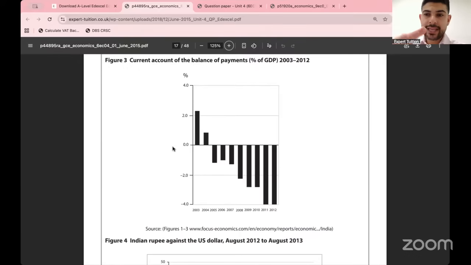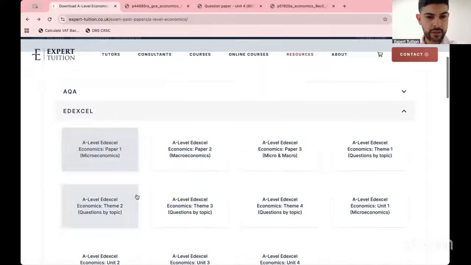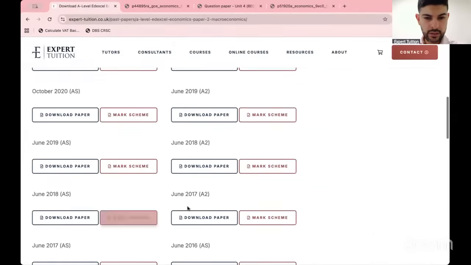Now, if the question just said the impact on the balance of payments, you're done. You cannot do any more analysis. That's all that you need to do. Now, if you're lucky enough that it says impact on the economy, like here, there's more to say. But I just want to show you an example of a question where it was just balance of payments. It was actually June 2017, paper two. Look at their question over here.